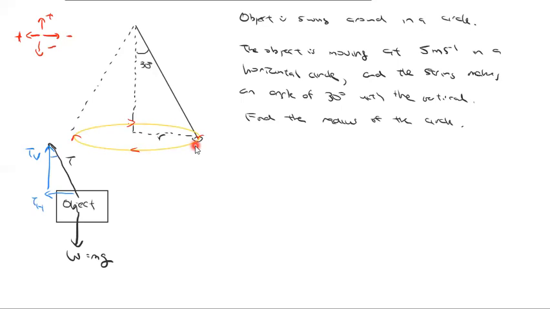Now we'll note that this is 30 degrees. And hopefully it's easy to see that tension in the horizontal direction is T sine 30, which you can simplify to T over 2. And tension in the vertical direction is going to be T cosine 30, which you can simplify to root 3 T over 2.